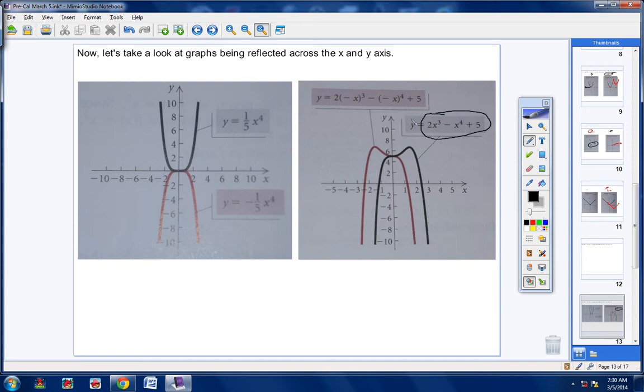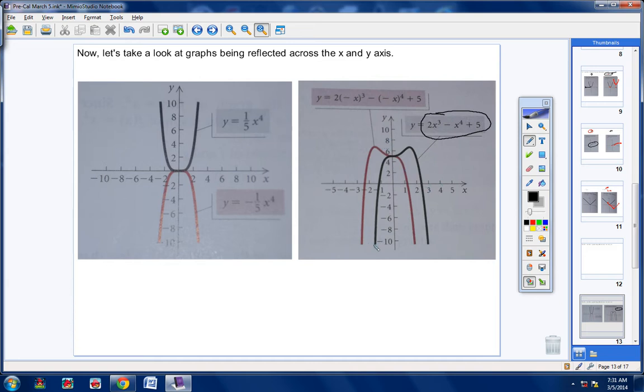Now, notice if everywhere there's an x, notice the 5 doesn't change. The 5 doesn't change. But everywhere there's an x, we have put a negative x directly inside the parentheses to the x with the power still on the outside. Do you see that? When that happens, when you put a negative x in directly for every single x that you have, the graph will then be reflected across the y-axis. So let me show you what I mean.